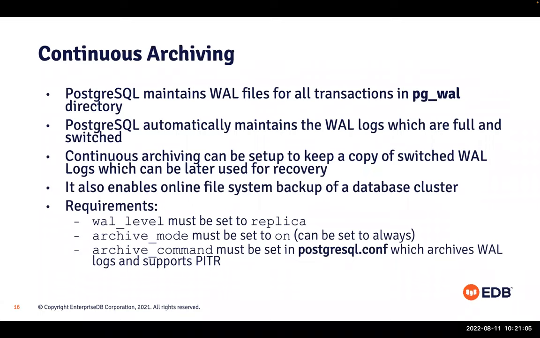Postgres automatically maintains WAL logs. If a log switch happens, these WAL files are moved to the WAL area and then to the archive destination as well. Continuous archiving can be set up with three parameters: wal_level, which should be replica; archive_mode, which should be on; and archive_command, which you have to specify, and which sets up the archiver process.